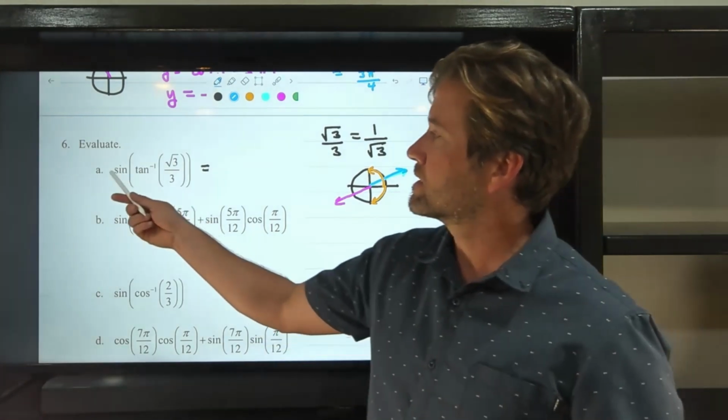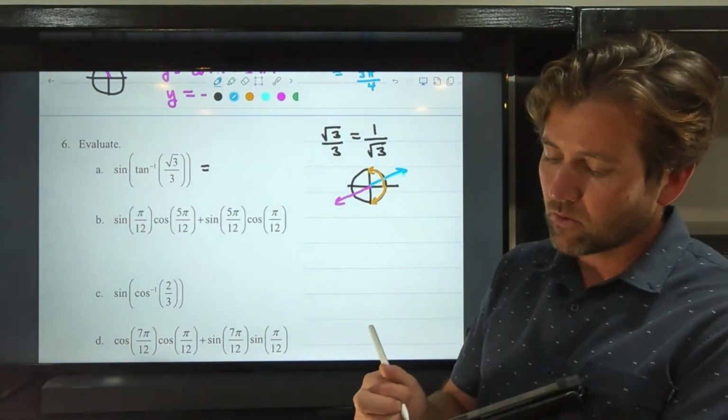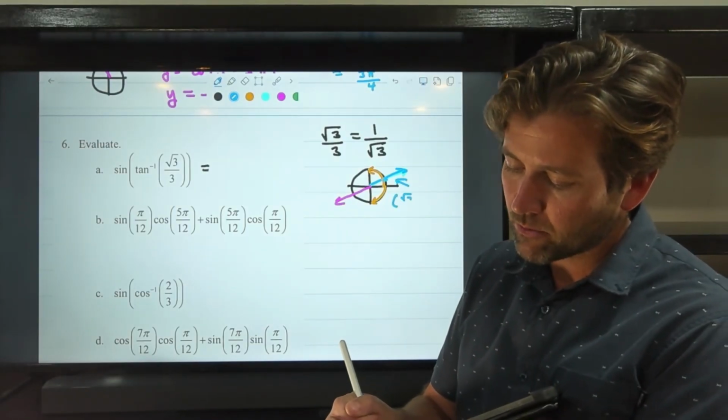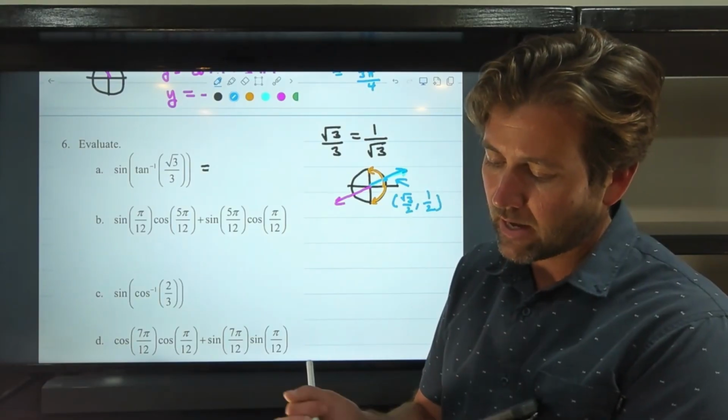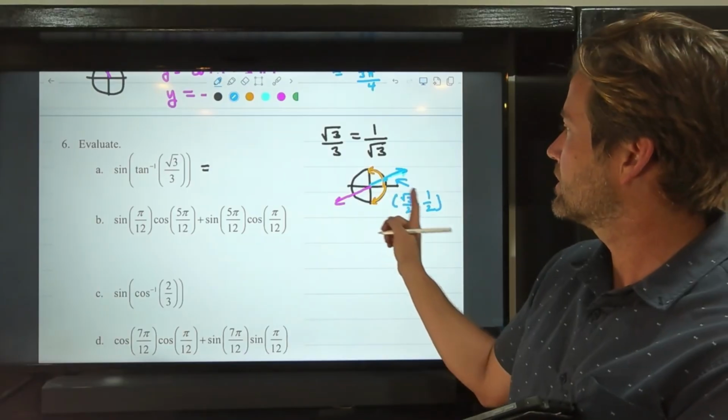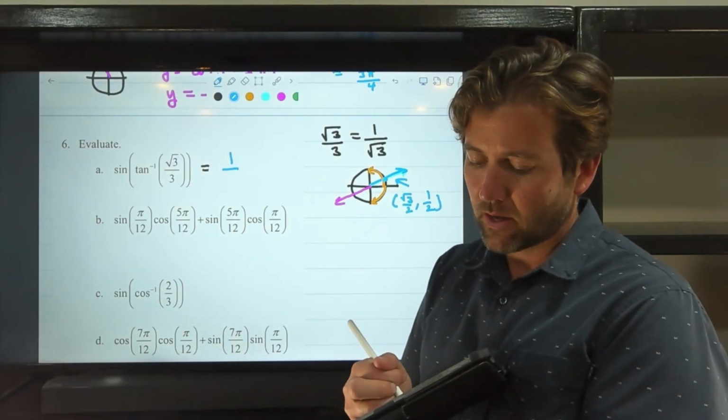And this says, what's the sine of that angle? What's the sine of that blue angle? Well, that would be the y-coordinate. This point is rad 3 over 2, comma 1/2. So the sine of this angle, which is technically pi over 6, will be 1/2.